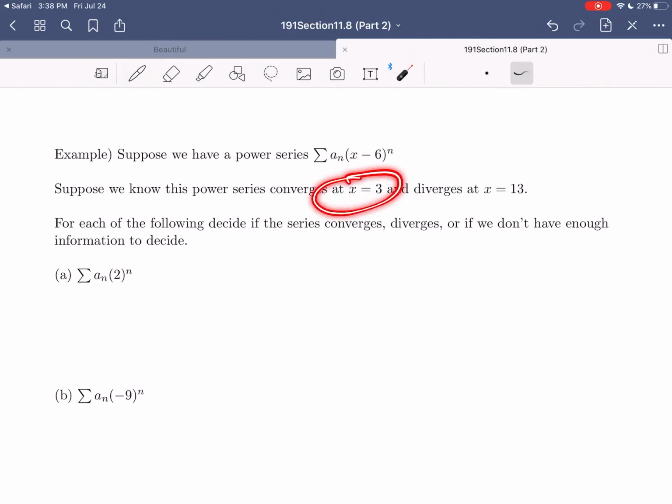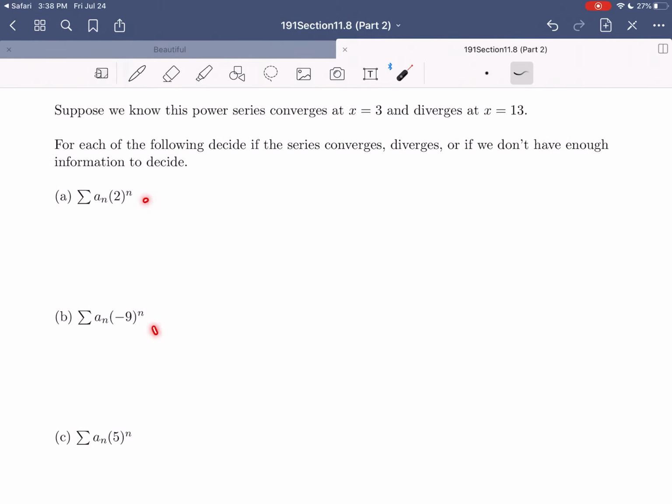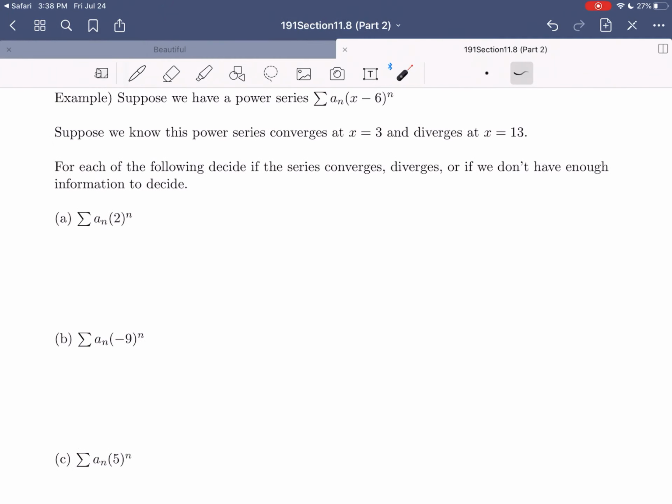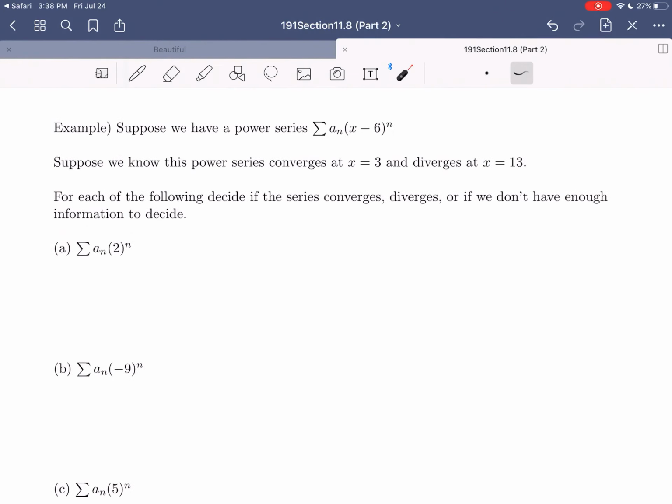So we know that x equals 3 is inside the interval of convergence, and we know x equals 13 is outside the interval of convergence. And then we have a whole host of series that we would like to look at and try to determine if these series converge, diverge, or if we don't have enough information to make that decision. This is a tricky question to grapple with at the beginning, but once we figure out a good way to approach it, it should be pretty easy to do. All right, so what approach should we take here?